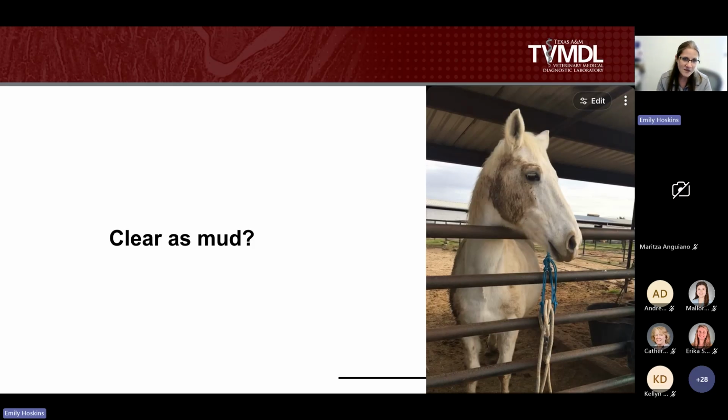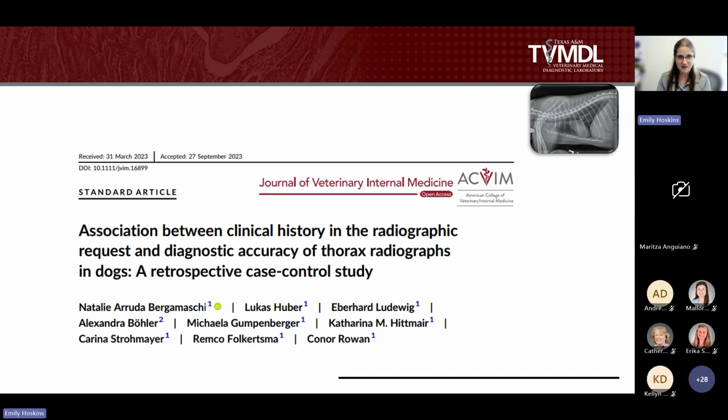So let's bring in veterinary medicine, please, and hear what they have to say about this, right? So this is a paper that came out in JVIM in September 2023, and it looked at the association between clinical history and the radiographic request and diagnostic accuracy of thorax radiographs in dogs.